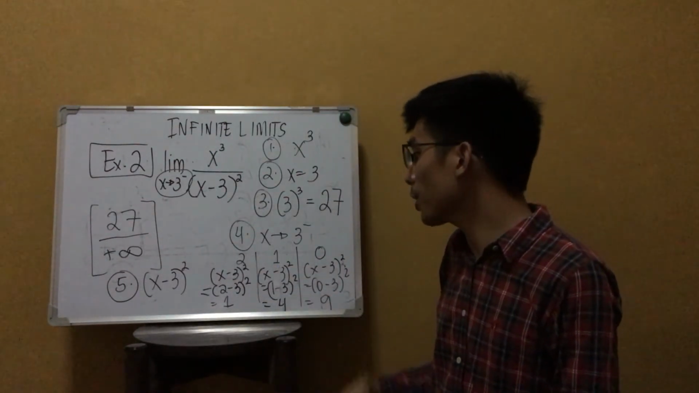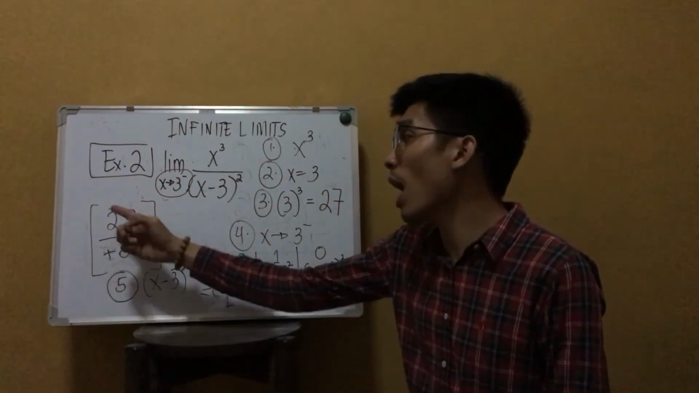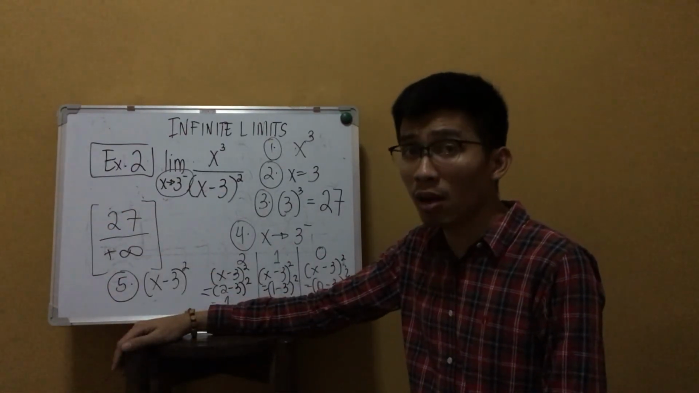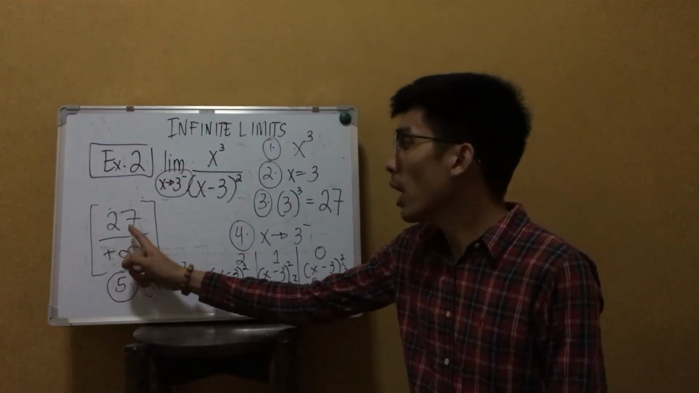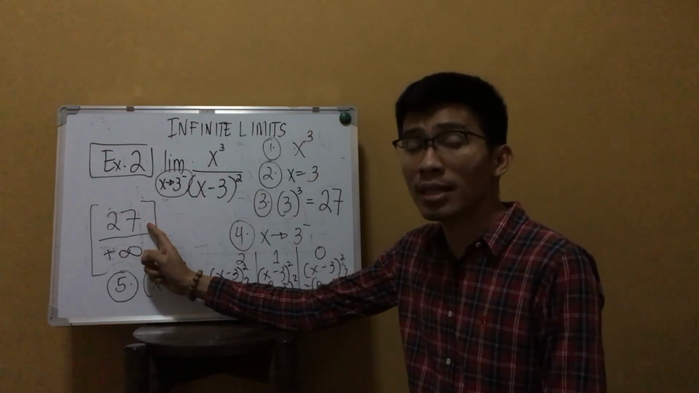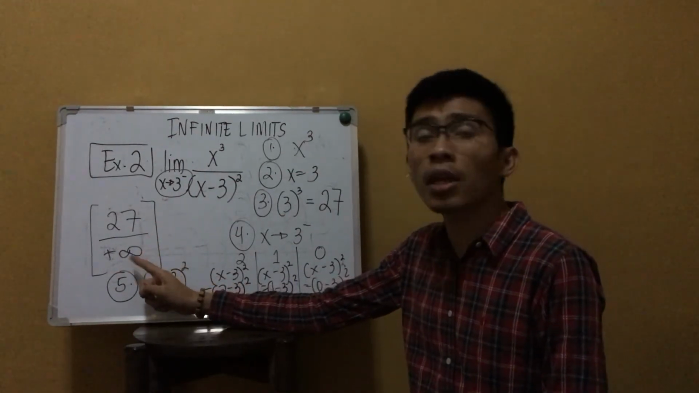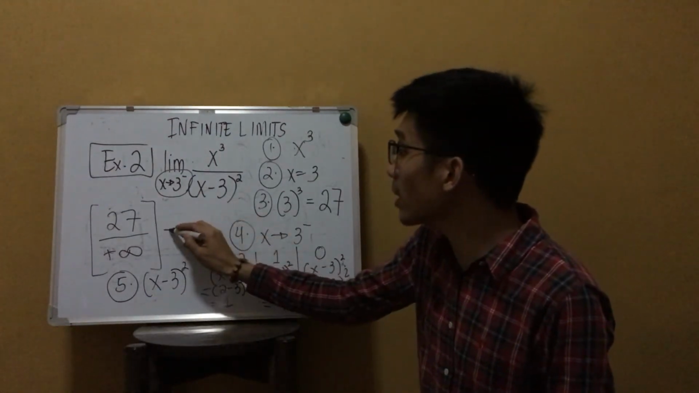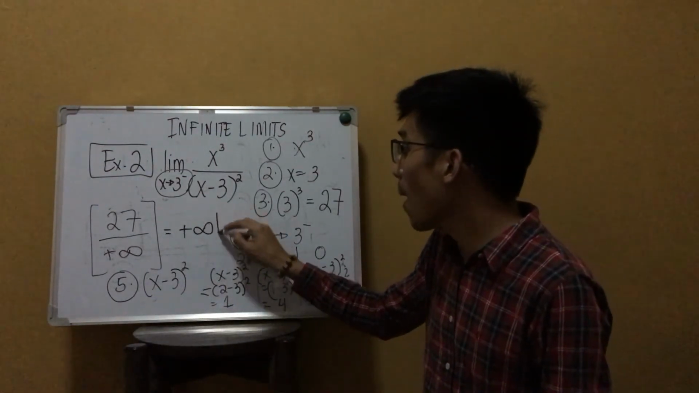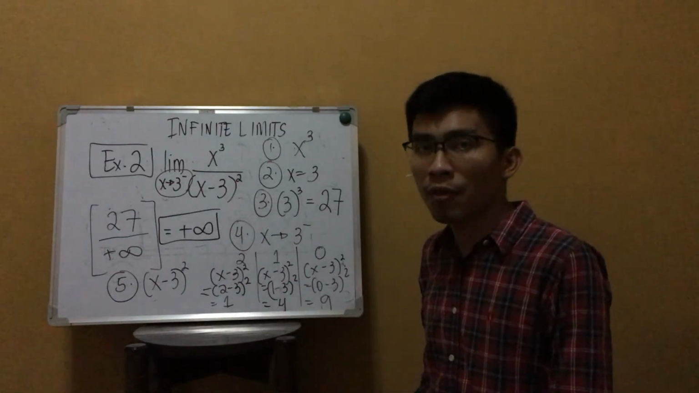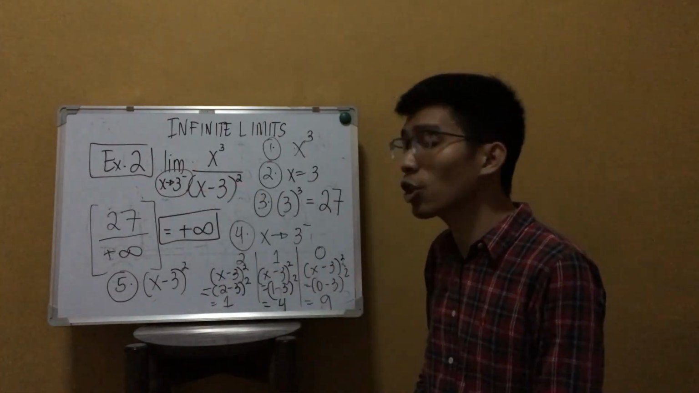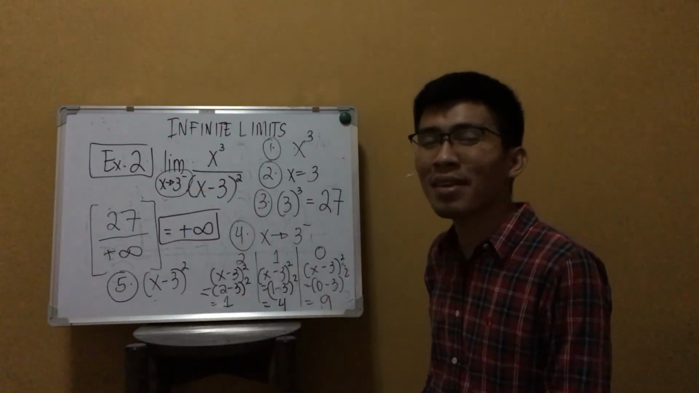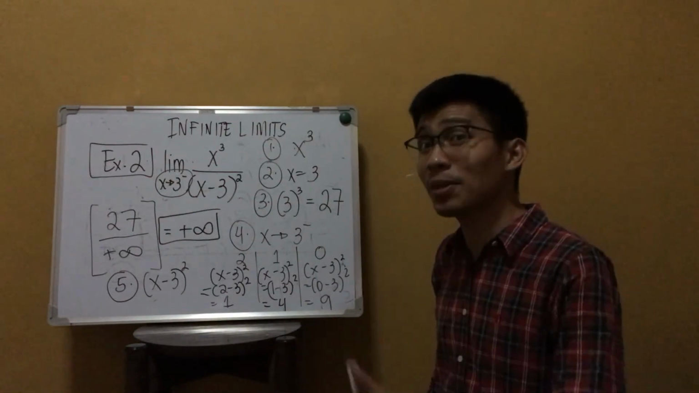After writing positive infinity, I have to divide the signs of my numerator and denominator. My numerator here is positive, and my denominator is positive. Positive divided by positive is positive. Therefore, the result is positive infinity. The limit of this problem is positive infinity. Am I clear to everyone?